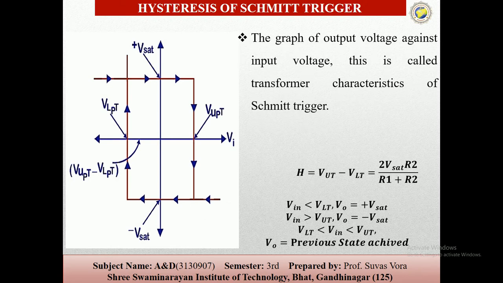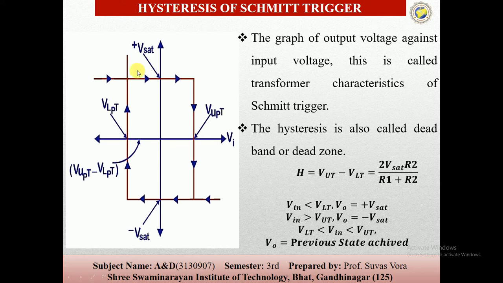Now the hysteresis of the Schmitt trigger. The graph of the output voltage against the input voltage is called the transfer characteristic of the Schmitt trigger. Here the state changes from positive to negative when the upper threshold voltage is triggered, and from negative to positive when the lower threshold voltage is triggered. The hysteresis is also called the dead zone. The inner part of the hysteresis is the dead zone.